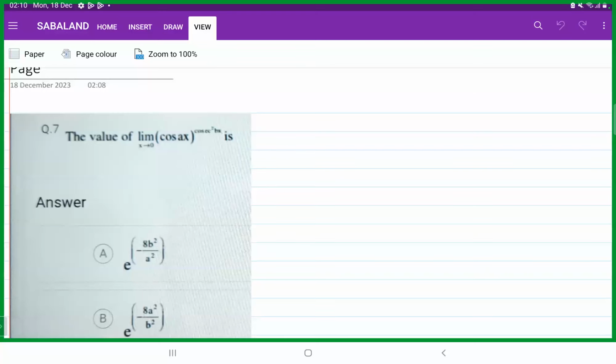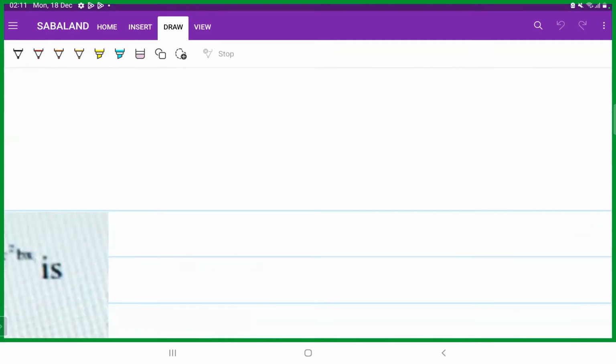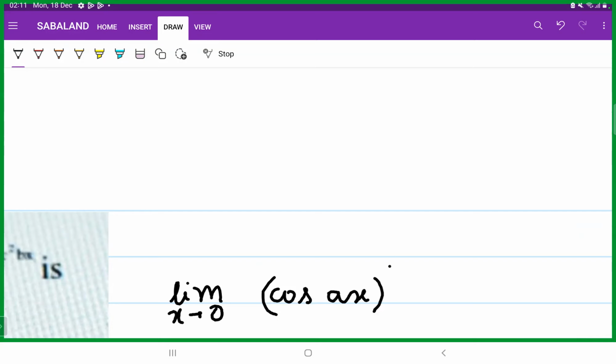Hello everyone. So we have got a good question from the chapter of limits. It is: limit x tends to 0, (cos ax) to the power cosec square bx.